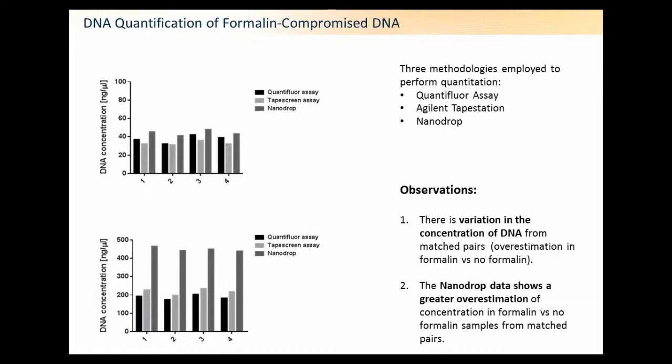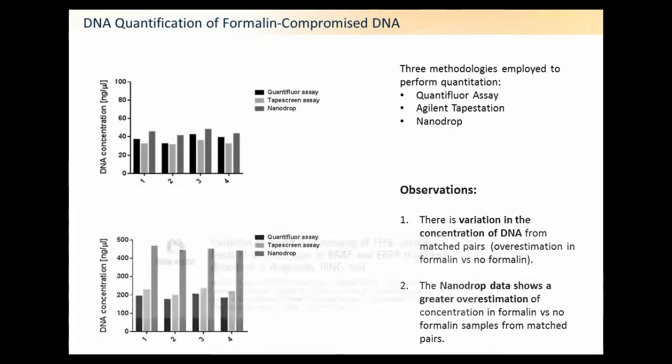But if you look at the graph below, you see that the measurement coming from the nanodrop overestimates the two other measurements when we're talking about formalin-compromised DNA. So to summarize, in formalin-compromised DNA, the nanodrop overestimates even more than in non-compromised DNA. Now, we've also got some data coming from the Qubit assay, where we see the same consistent results, where the nanodrop, again, overestimates the DNA concentration over the Qubit assay.